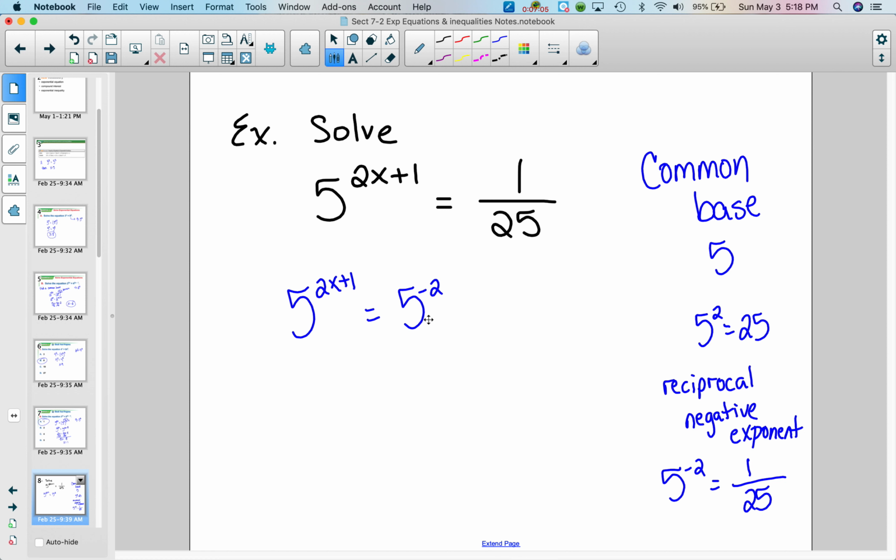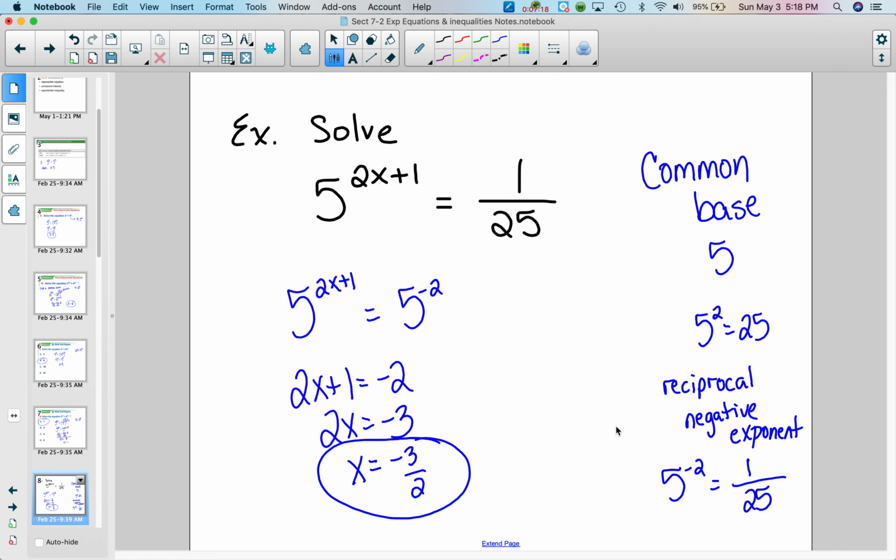Now the bases are the same, so we could say 2x plus 1 equals negative 2, and you solve for x. So x equals negative 3/2, and that's okay to have a fraction, and I would just leave it like that. Okay, so a little trickier on those.